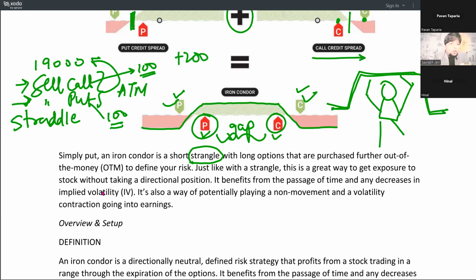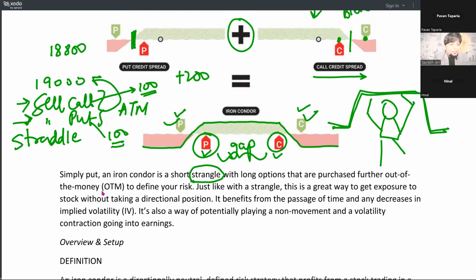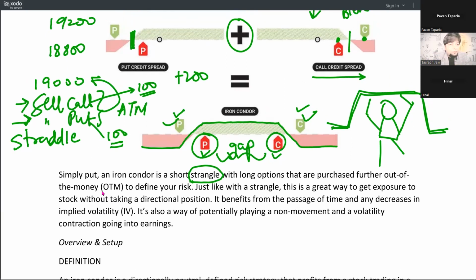Now, as long as the range of Nifty will be between 18,800 and 19,200. If Nifty is at 19,000 right now, and goes up to 19,200, what will happen? Suppose the expiry is at 19,200. So what will happen for your call? What will happen for your put?